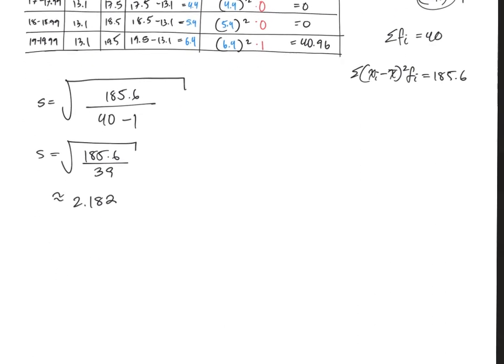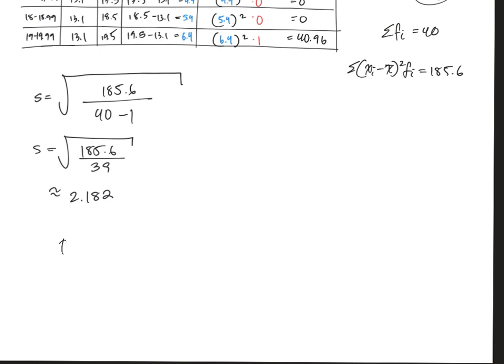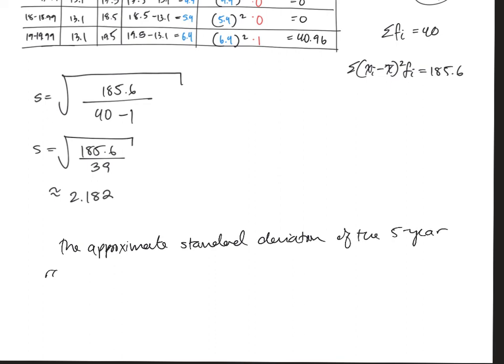So, let's write our answer. The approximate standard deviation of the 5-year rate of return is 2.182%.